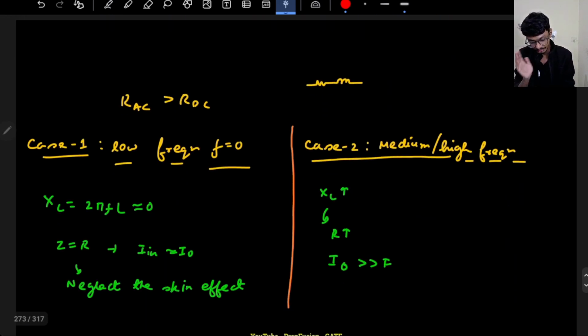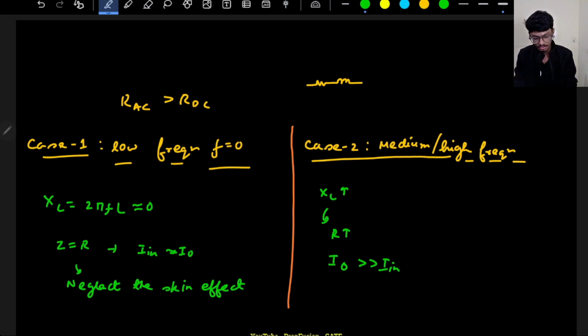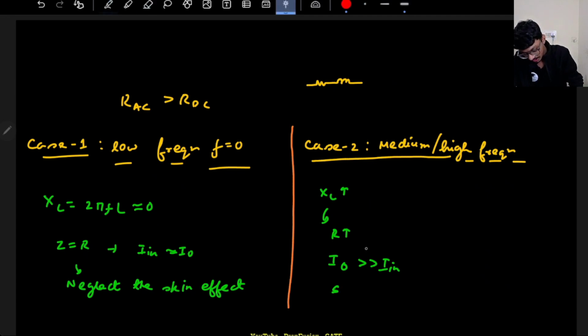But in medium to high frequency, the outer current will be higher than the inner current, and the current density will change on the outer side, so skin effect is observable. Why is the outer current higher than the inner current?